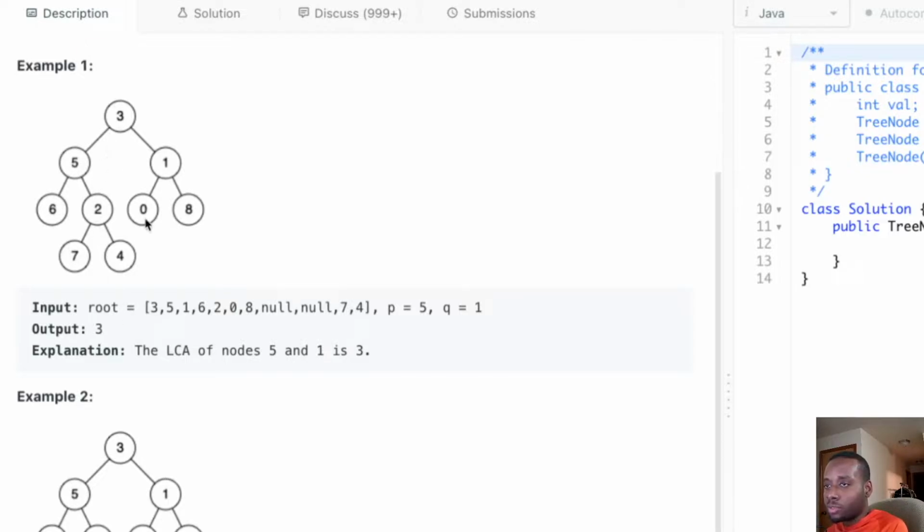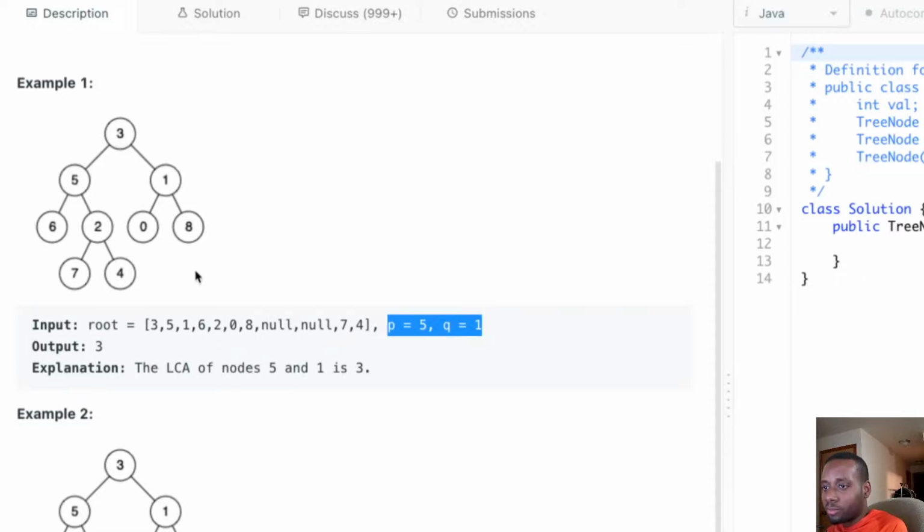So, guys, we're given example one. As you can see, we're given this binary tree, and we're given 5 and 1, P and Q. Our job is pretty much to find the lowest common ancestor. So the lowest common ancestor of 5 and 1 is definitely 3, because 3 is the lowest common ancestor that they have in common, guys. So that's why 3 is the one.